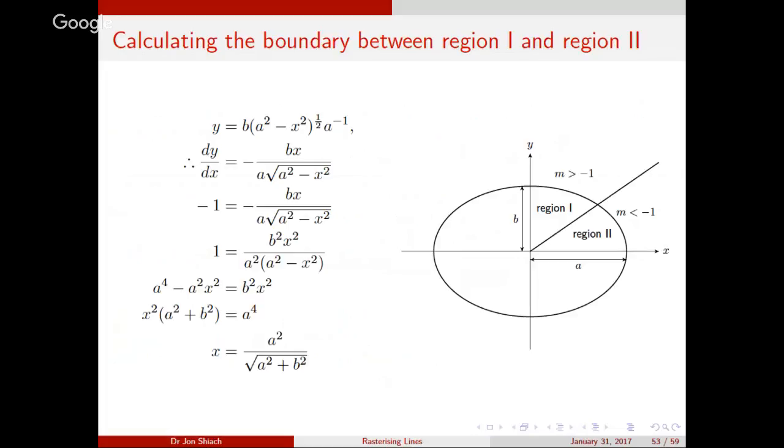So you get down to there. I squared both sides to get rid of the square root. Obviously, the -1 squared goes to 1. b squared x squared over a squared, and if I square that square root, I just get rid of the square root. Multiply throughout by the denominator, factorize out the x squared, and so on. So that's our x coordinate at the boundary between region 1 and region 2.